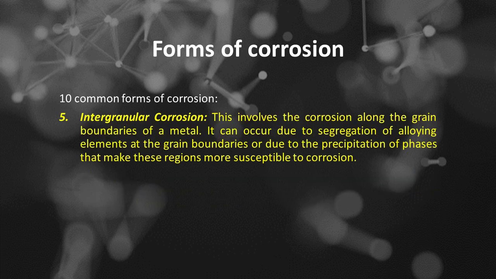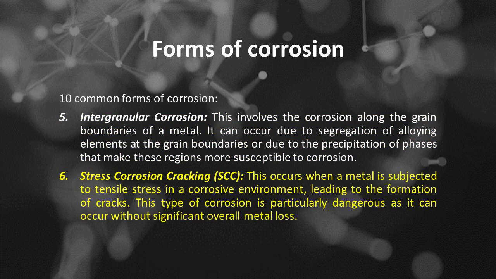Number 5 is called intergranular corrosion. This involves the corrosion along the grain boundaries of a metal. It can occur due to segregation of alloying elements at the grain boundaries or due to the precipitation of phases that make these regions more susceptible to corrosion. Number 6 is called stress corrosion cracking or SCC. This occurs when a metal is subjected to tensile stress in a corrosive environment, leading to the formation of cracks. This type of corrosion is particularly dangerous as it can occur without significant overall metal loss.